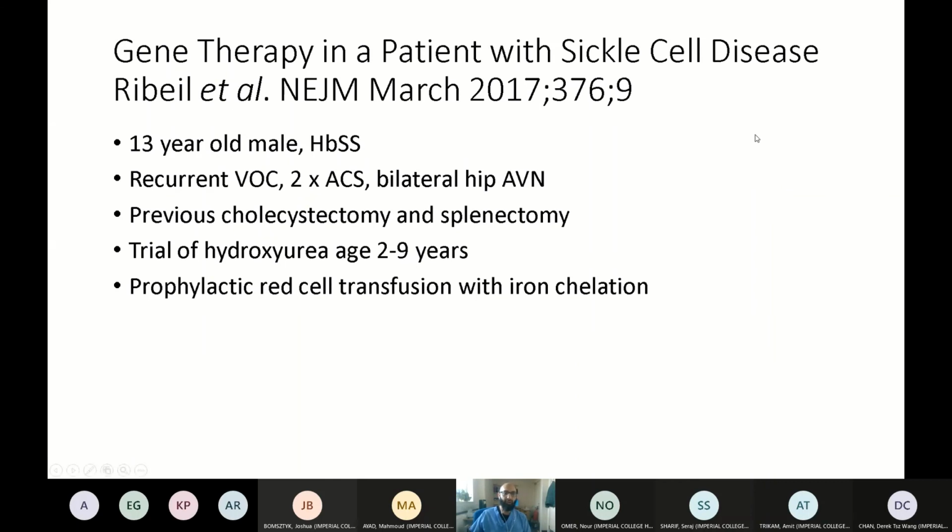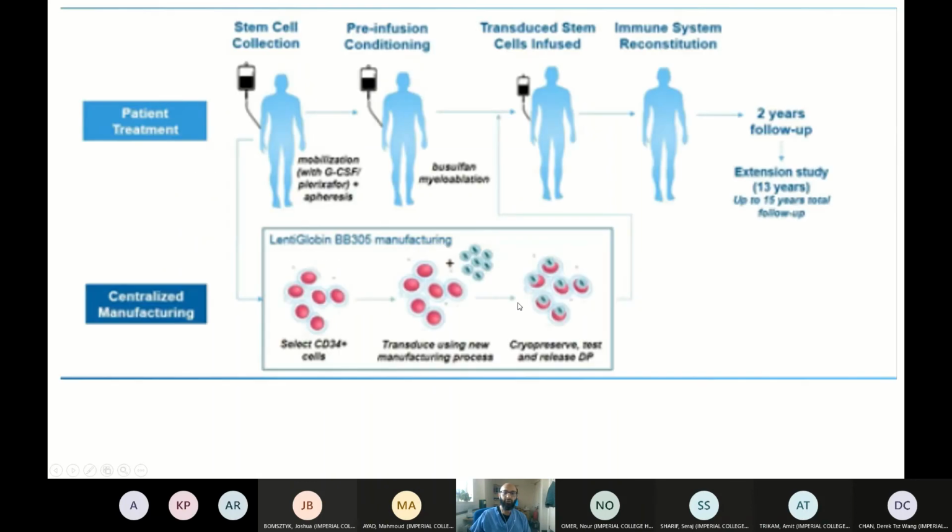So this is a report from the New England Journal of Medicine in 2017 of one of the first patients treated in one of the centres in France, in Paris, with the lentiviral approach of gene therapy. He was a 13-year-old male with HBSS, and he had a good indication to have a curative treatment with multiple or recurrent acute complications and hip AVN. And he had a trial of hydroxycarbamide previously and was on prophylactic red cell transfusions.